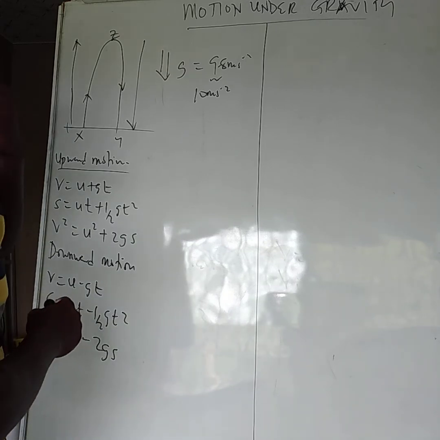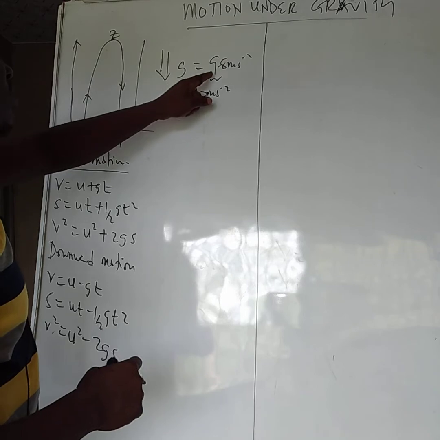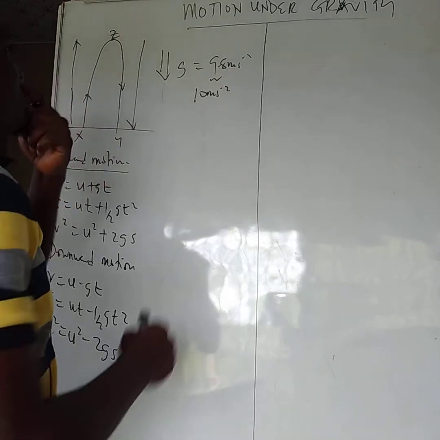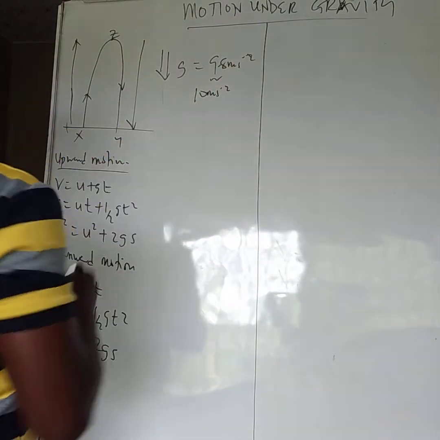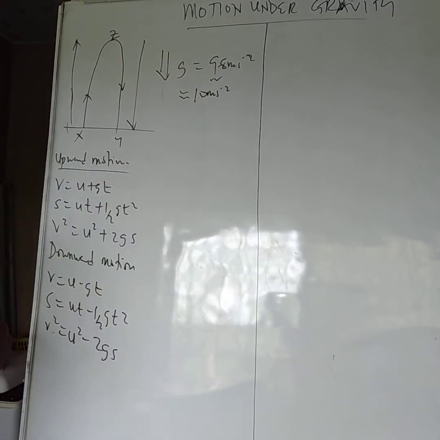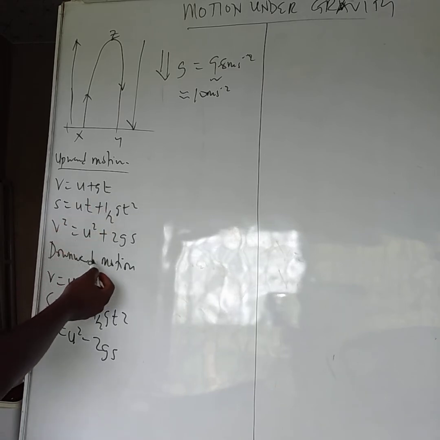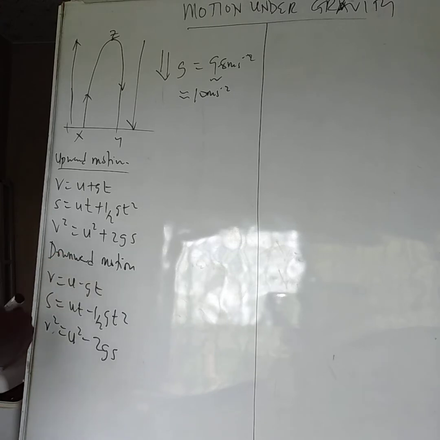I've already talked about the fact that gravity g is acting vertically downwards always, which is 9.8 meters per second squared, or sometimes 10 meters per second squared, which is an approximation of this. The upward motion becomes positive, and the downward motion becomes negative. Now, we would like to derive certain equations from this diagram.